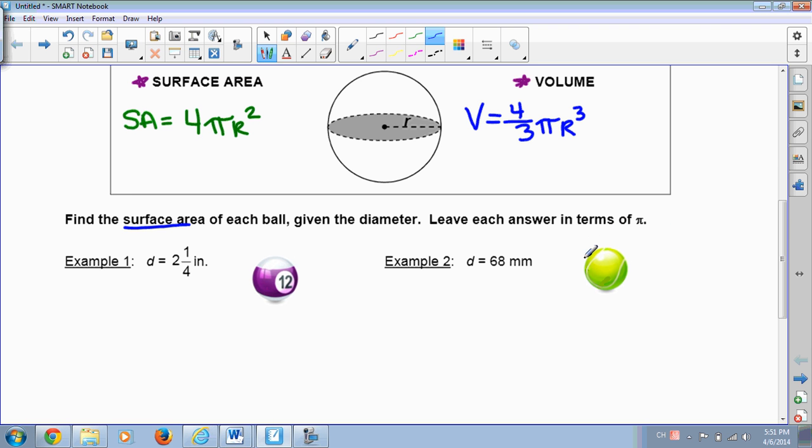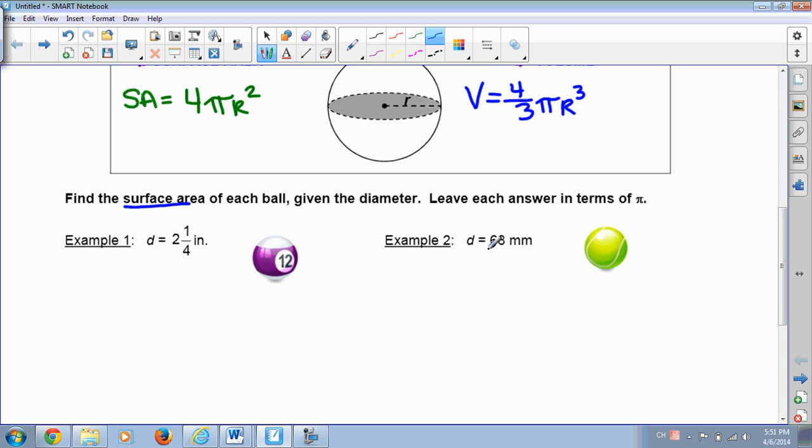So we have a tennis ball here on number 2, if you couldn't tell. And it tells us the diameter of this tennis ball is 68 millimeters. But when we are using surface area, our surface area formula is 4 pi radius squared. Notice that we need the radius and not the diameter. So if our diameter is 68, and if we were to cut this in half, half of 68 would be 34.